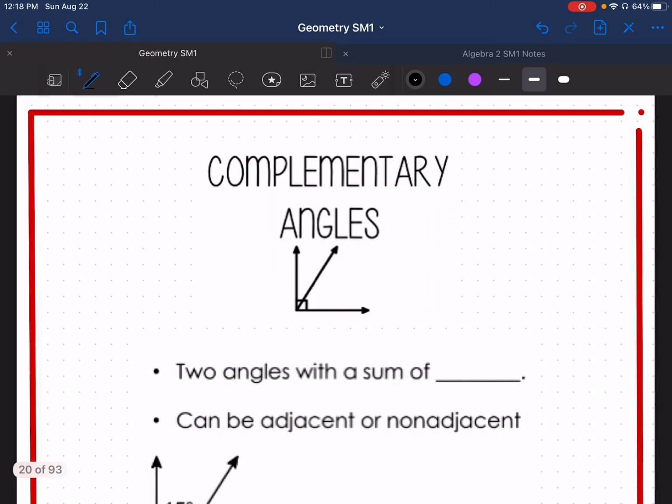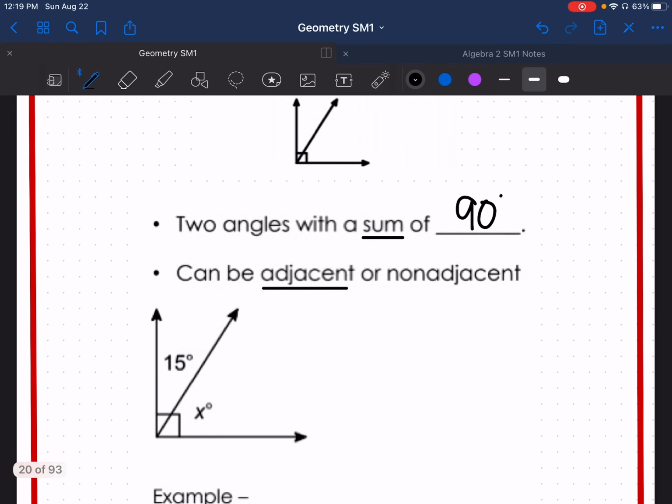All right, let's talk about those two that you've probably heard before, complementary, and then we're going to talk about supplementary angles. Complementary angles are two angles with a sum of 90 degrees. They can be adjacent, which means they can touch one another, just like here in the picture. Take a look at my picture. This is what adjacent looks like. They share a side.